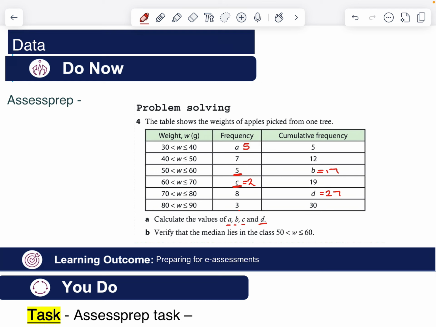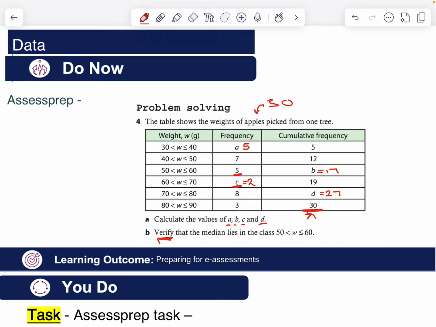Right, and then the next one says verify. So I'm going to verify that the median lies between 50 and 60. Okay, so in this question, we can see that there is a total of 30 apples. That's what the cumulative frequency always lets you know, how many apples there were in total.